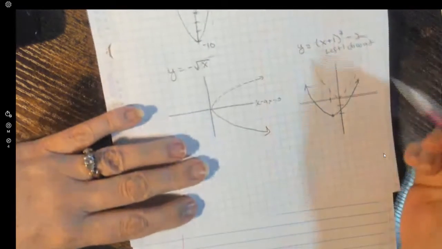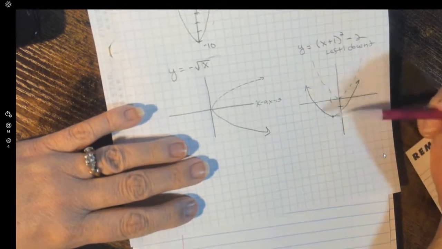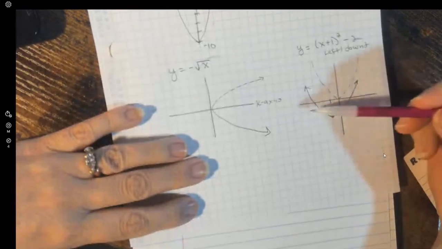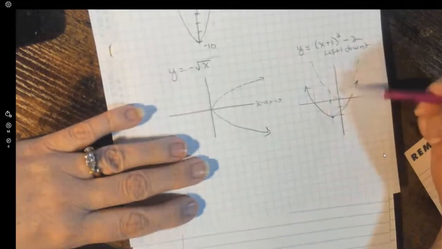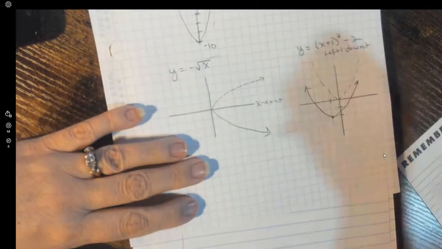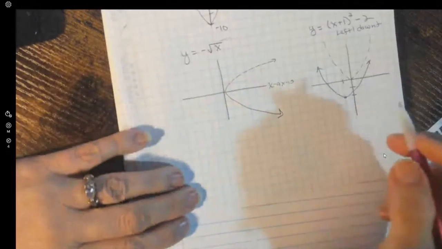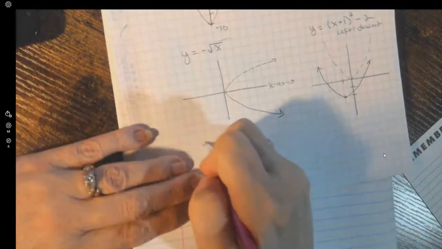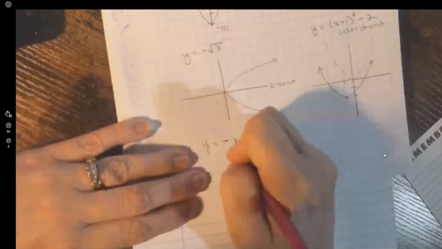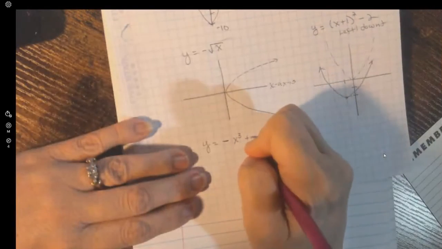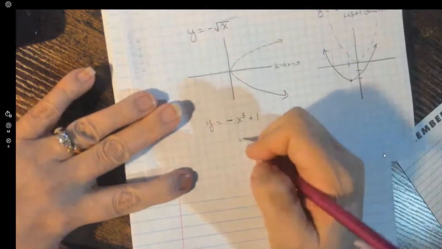I'll probably ask a question like, is this a function? And it would be. Or maybe domain and range, things like that. But it is a function because it passes the vertical line test.